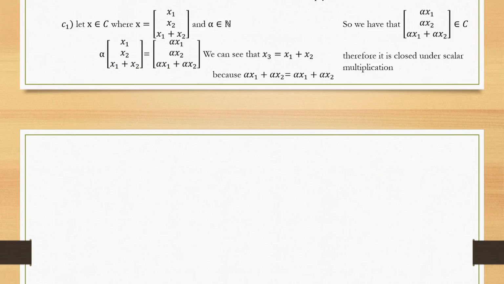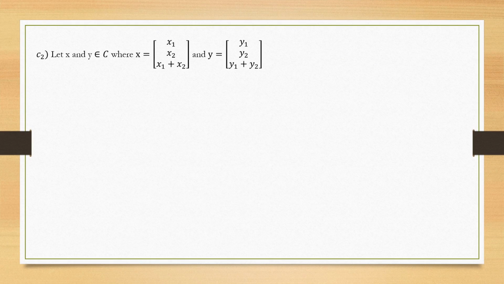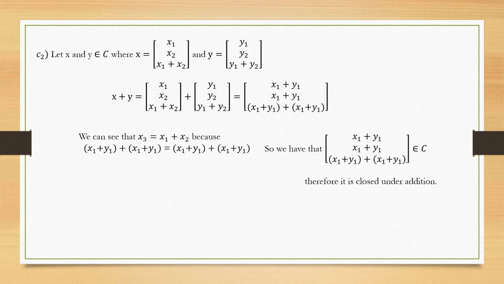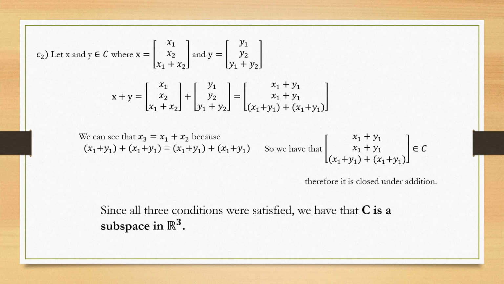Now we're left to check our second closure condition, the addition. And we write let x and y be in C, where x equals (x1, x2, x1 plus x2), and y equals (y1, y2, y1 plus y2). If we do their addition, we get (x1 plus y1, x2 plus y2, x1 plus y1 plus x2 plus y2). We can see that x3 equals x1 plus x2 because they do equal each other. So that vector is in C, therefore it is closed under addition. Since all three conditions were satisfied, we have that C is a subspace in R3.